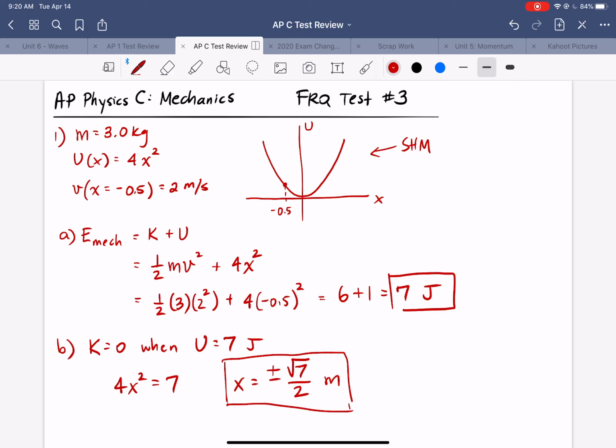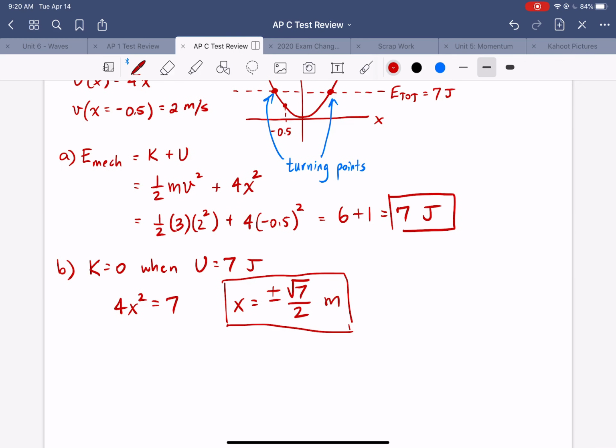So on the graph, these would correspond to the 2 points where our parabola intersects a horizontal line. This horizontal line here represents the total energy, which is 7 joules. So that will intersect the graph at these 2 points. They'll be symmetric about the origin, and we call these, remember, turning points, because that's where the object has 0 kinetic energy. When the object reaches those points, it will stop, turn around, and start going in the other direction.